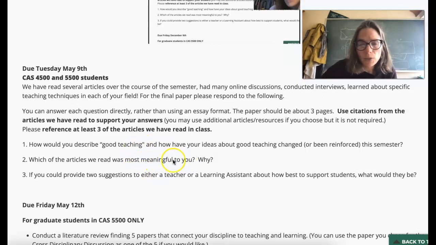And you're going to answer these questions: how would you describe good teaching, and how have your ideas about good teaching changed or been reinforced this semester? What article we read was most meaningful to you and why? And if you could provide 2 suggestions to either a teacher or a learning assistant about how to best support students, what would they be? All right, so everyone's going to do that paper, and it is due Tuesday, May 9th.